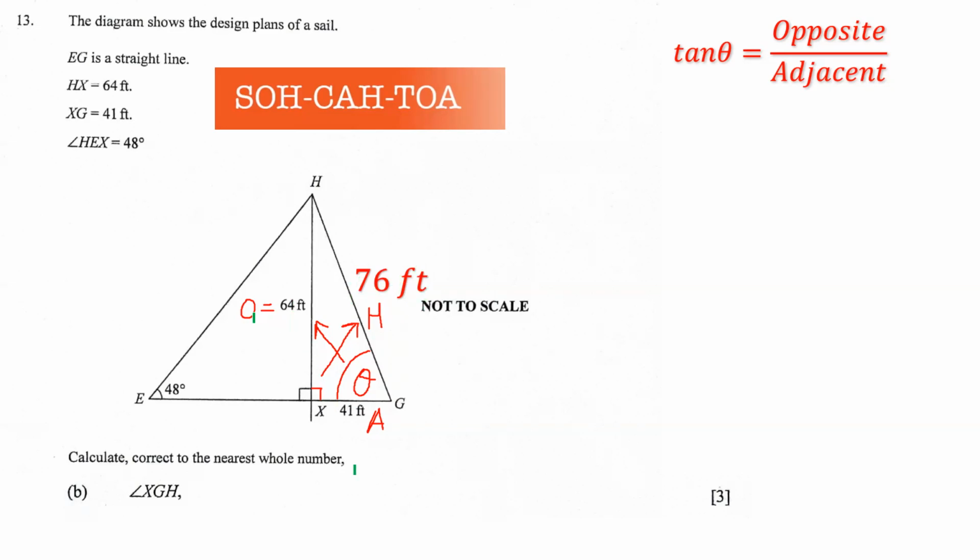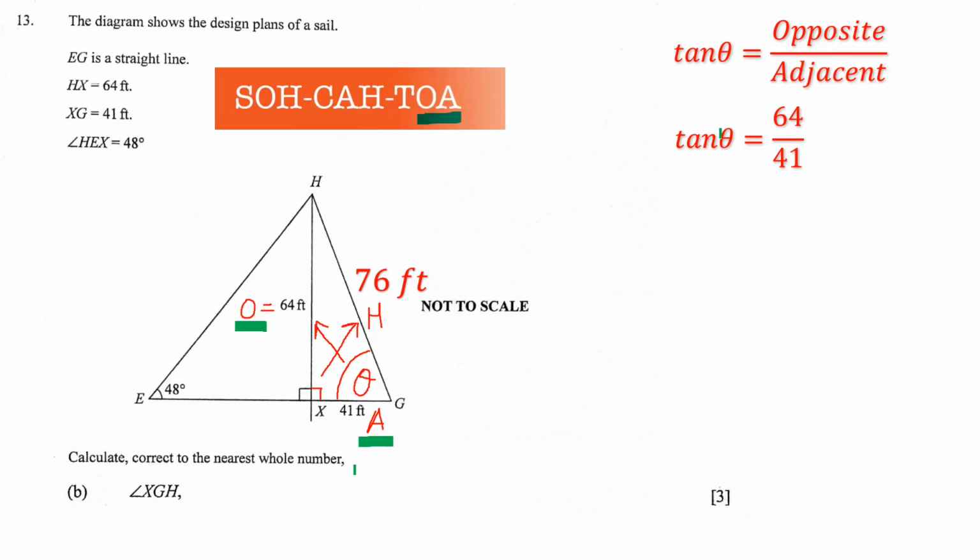So I want to use the opposite side and the adjacent side. So that means that I could use tangent, that tangent ratio. So what is the opposite? The opposite is going to be 64. What is the adjacent? The adjacent is 41. And so we have tan theta equals 64 divided by 41.